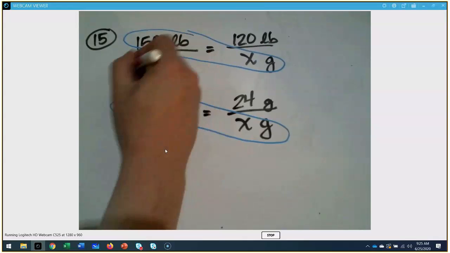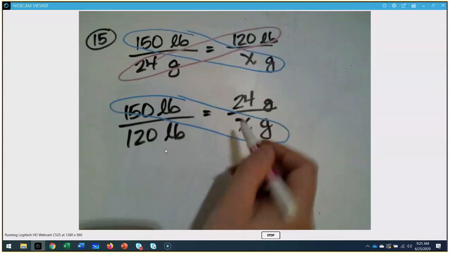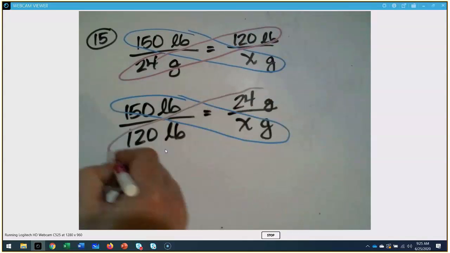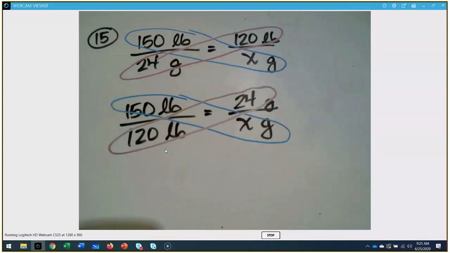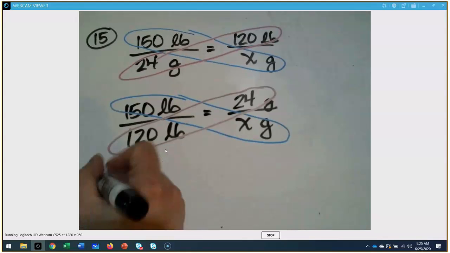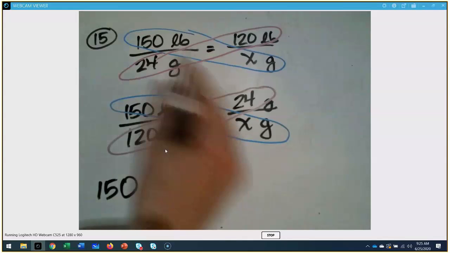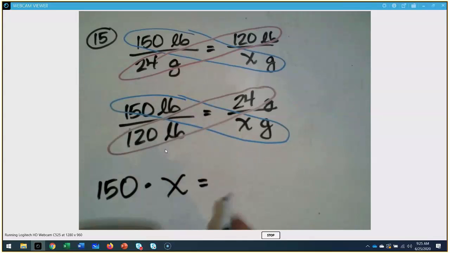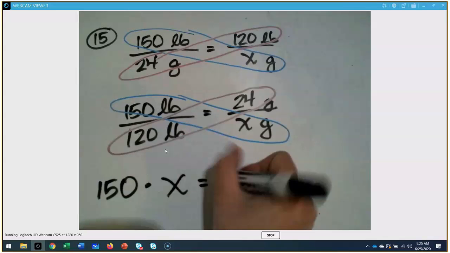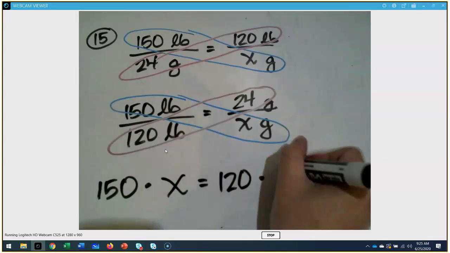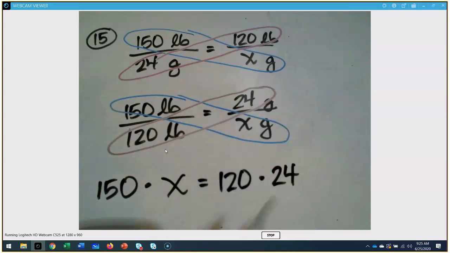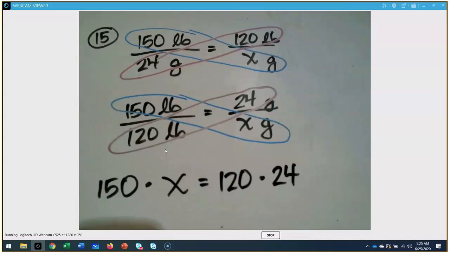The 24 is on the bottom in this one. The 24 is on the top on this one, but they're still diagonally across from each other, which means that these are both the same thing. Once you cross multiply them, no matter what you do, you're still going to end up with the same thing right here. Okay, and that's why it's fine. It's fine to do it that way.